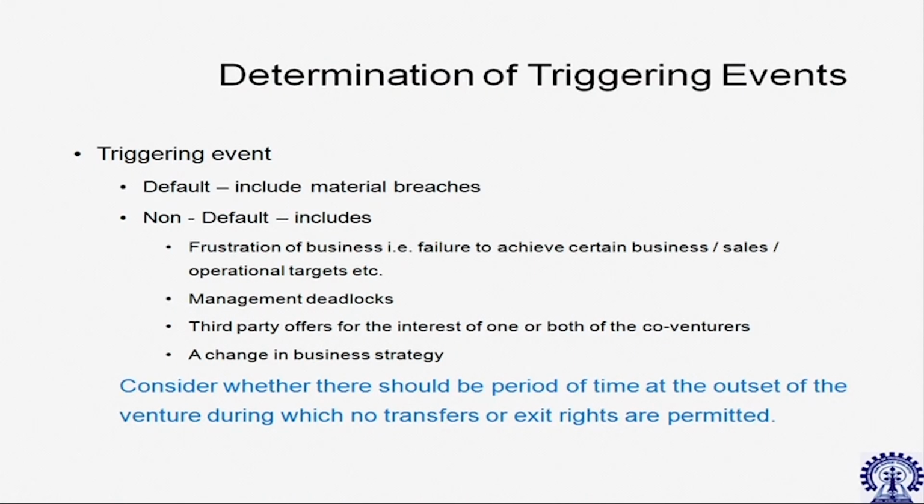Next might be that a third party offers for the interest of one or both of the co-venturers, and one of the venturers is interested to sell its stake to the third party, and the other venturers think that if that particular venturer exits the business, it might affect the joint venture severely, because this venturer might have brought some crucial thing on which this particular venture is based.